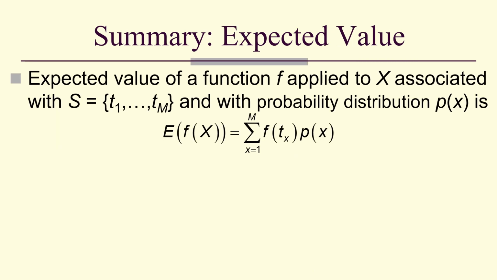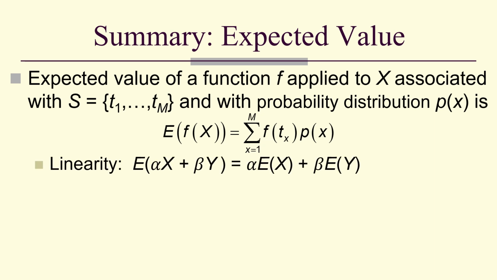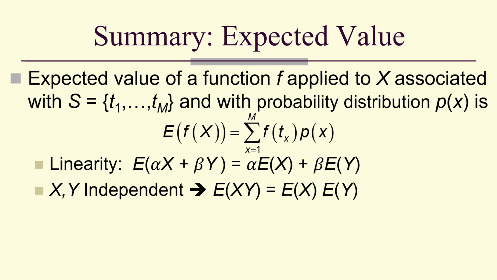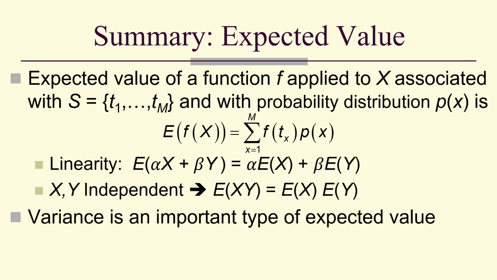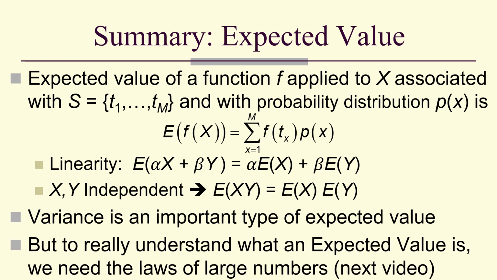So in summary, this is how we define expected value. It's linear. If X and Y are independent, the expected value of the product is the product of the expected values. Variance is an important type of expected value. But to really understand what an expected value is, we need the laws of large numbers, which we'll look at next.